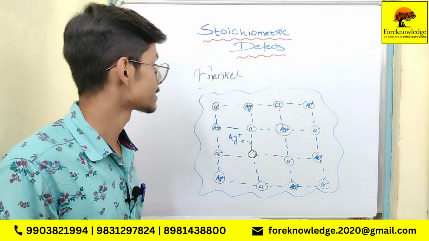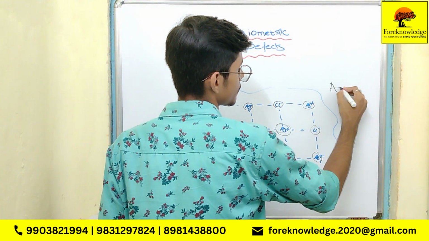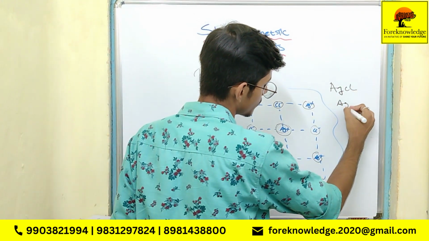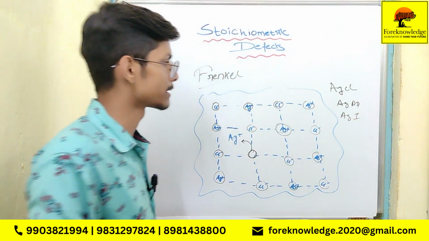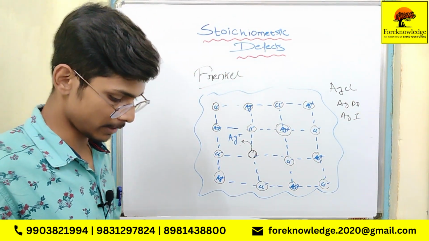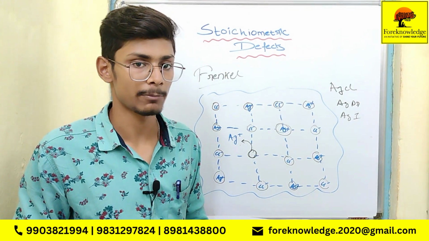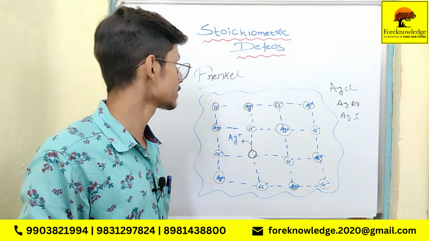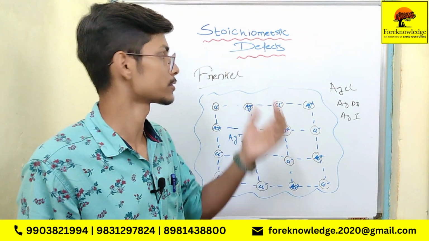Okay, and some of the examples of Frenkel defect are AgCl, then AgBr, then AgI. Okay, these are some examples of Frenkel defect. So I hope you have understood what I have explained about vacancy defect, interstitial defect, then Schottky defect, then Frenkel defect.